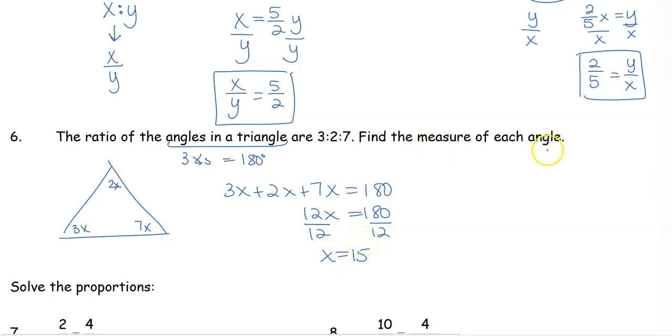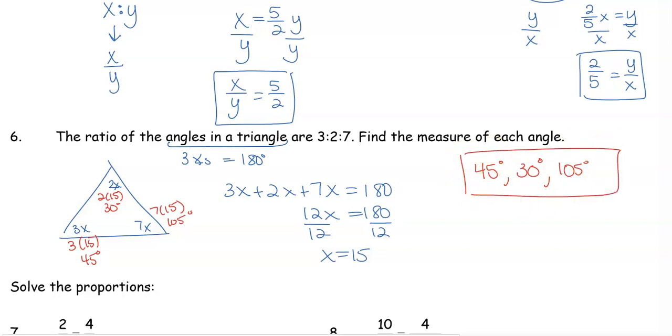Now we want to find the measure of each of those angles. So this is 3 times x. So 3 times 15 gives us 45. 2 times 15 gives us 30. And 7 times 15 is going to give us 105. So the three angles in a triangle that are in the ratio of 3 to 2 to 7 are a 45-degree angle, a 30-degree angle, and a 105-degree angle.